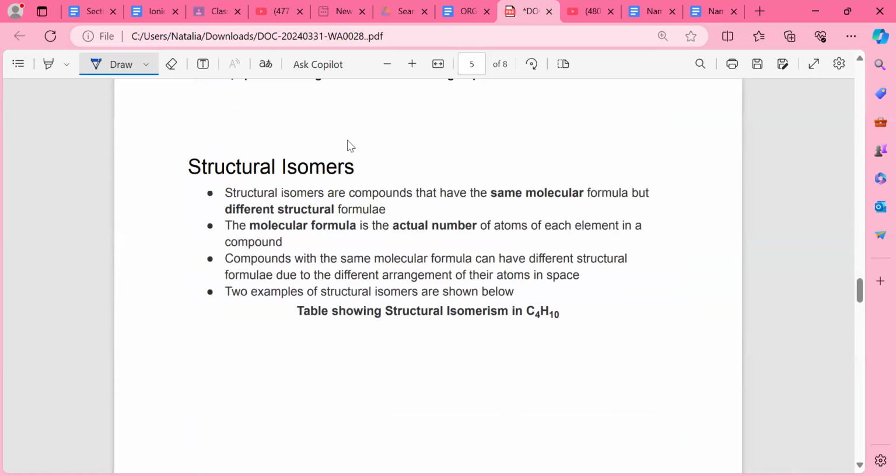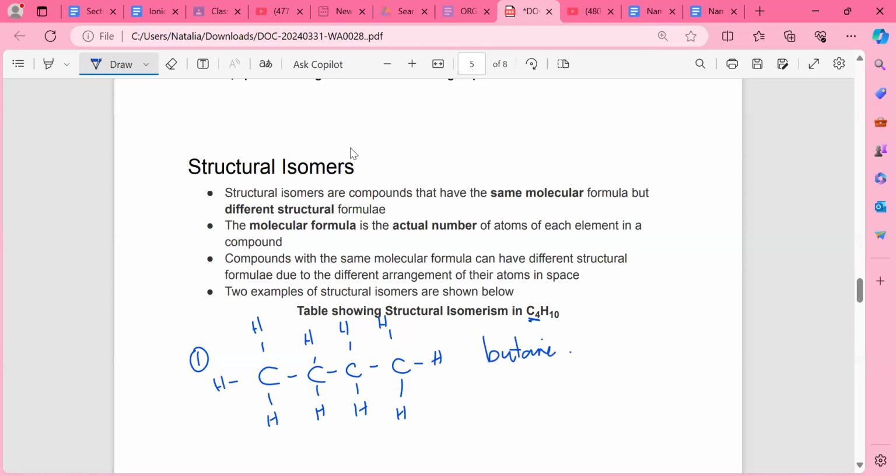In this compound, we have 4 carbons. This only has 2 isomers. For the first one, we're going to draw all 4 carbons in a straight line. We know it's an alkane because C4H10 has 2 extra hydrogens. So I go ahead and make sure each carbon is bonded 4 times. What would be the name of this? Butane. So that's my first isomer.